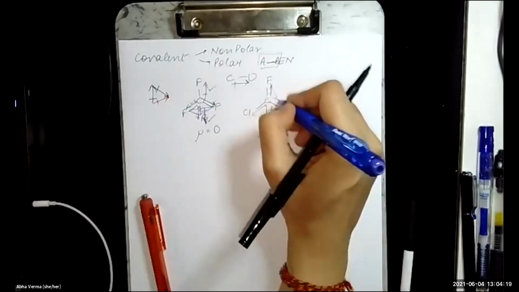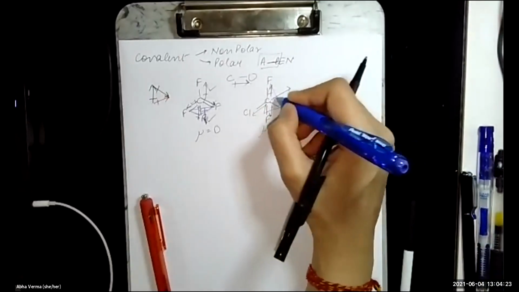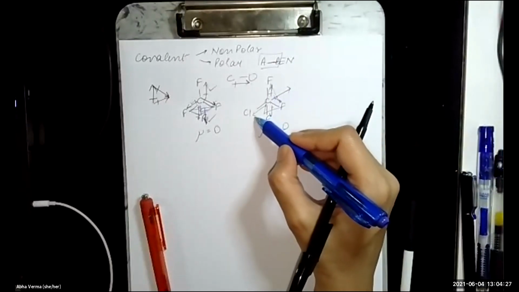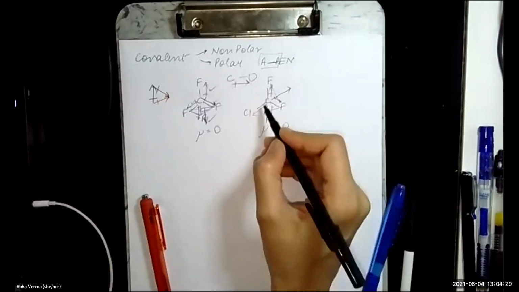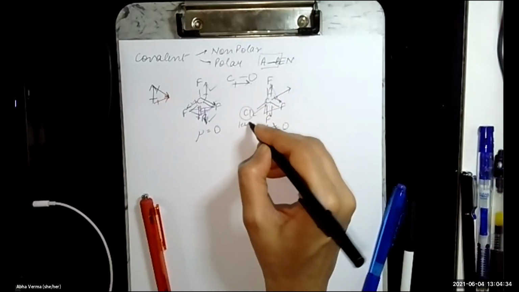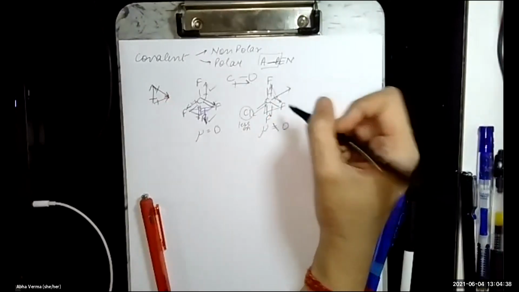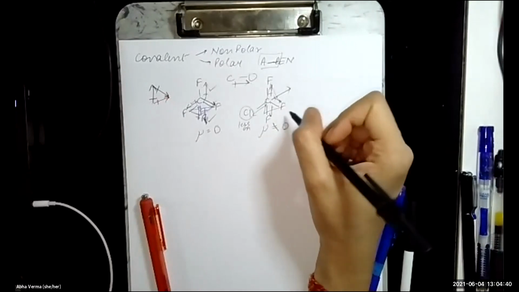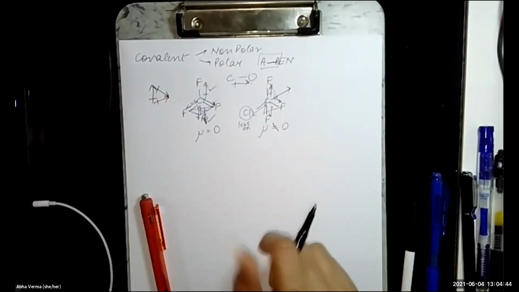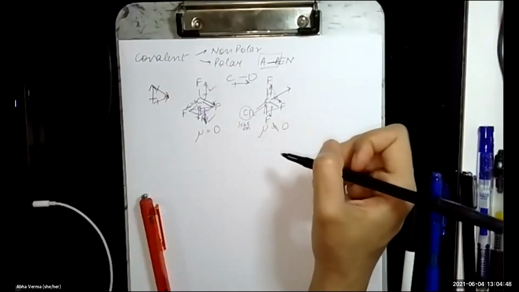Why? Because even though these fluorines are going to have a resultant dipole, their resultant dipole will be a little bigger than the one with CCl. Why? Because chlorine is less electronegative, while fluorines are very, very electronegative. Actually, they are the most electronegative elements in our periodic table. So there will be an overall dipole present in this molecule.